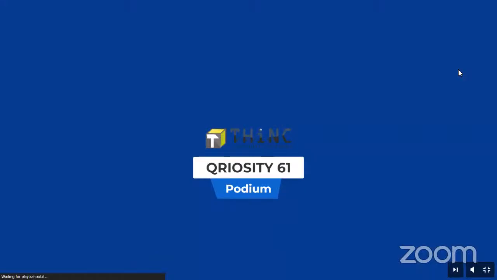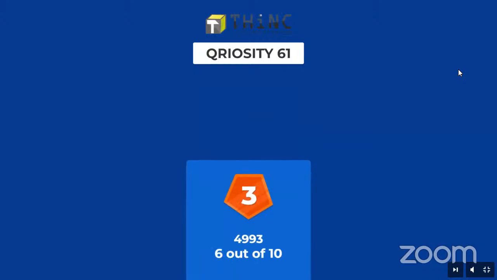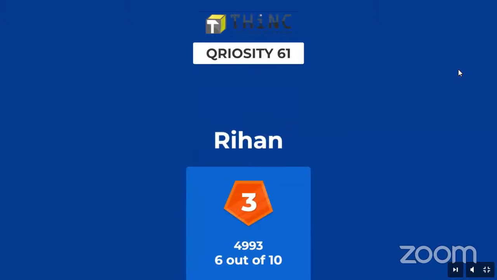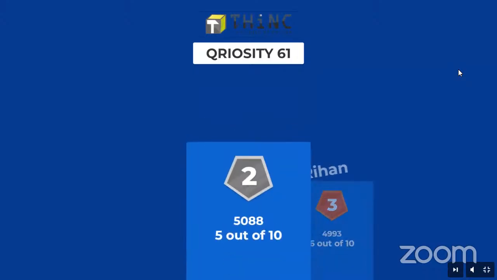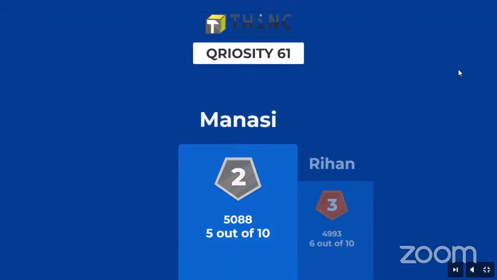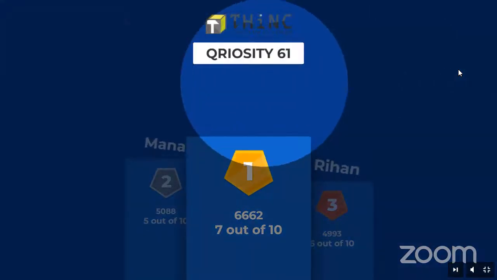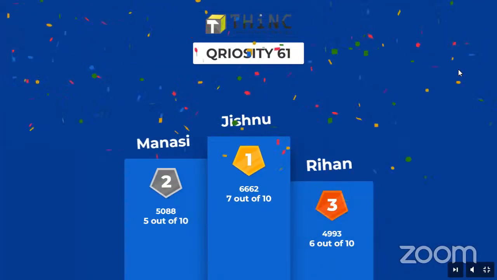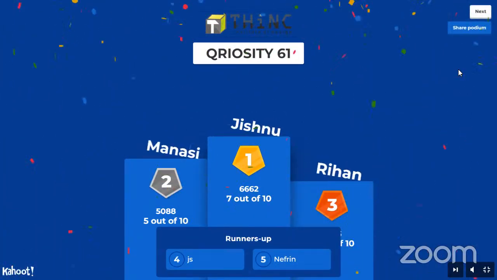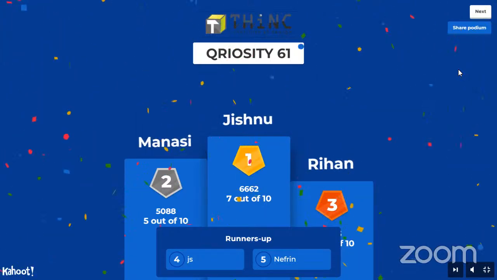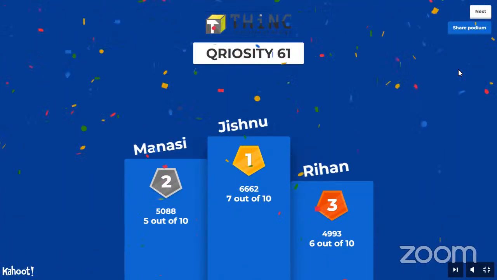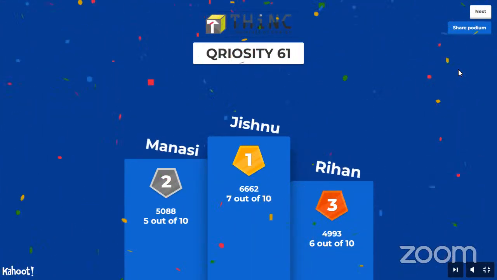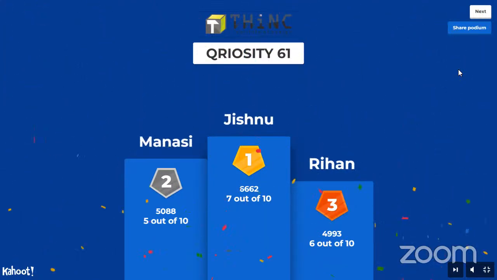So here are the winners of Qriosity Quest 61. On third position with 4,993 points, Rihan is on third with 5,088 points. Manasi is on second, and first with 6,662 points, Jishnu tops the table. So congrats Jishnu, congrats Manasi, and congrats Rihan. And runners up are JS and Nefren. They top the table and win the game, the 61st Kahoot quest. So Jishnu on first, Manasi on second, and Rihan on third.